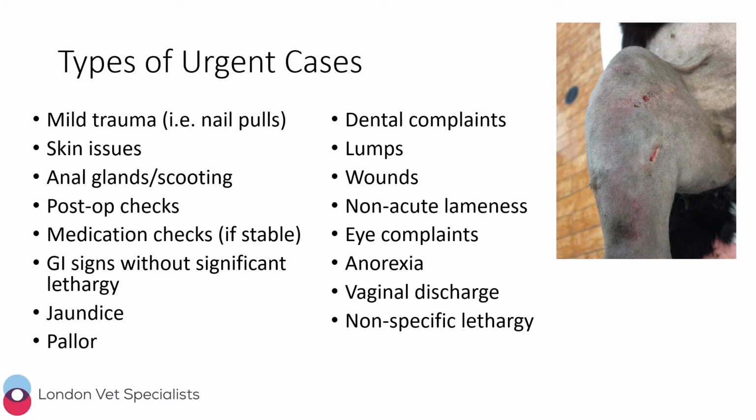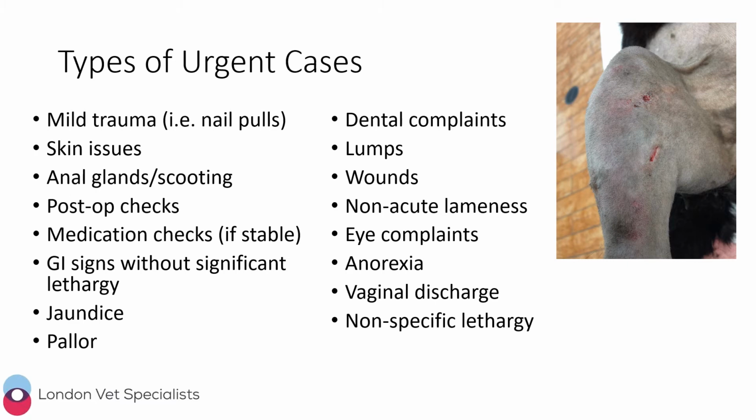GI signs without significant lethargy. So if you remember, GI signs with significant lethargy were a reason for emergent cases. And so if these pets have GI signs like some simple vomiting and diarrhea of only a couple episodes, they're not very lethargic, they're still drinking, they still have fairly good energy, that would be classified as an urgent case where we would give those owners some recommendations over the phone and have them come to the hospital if it progresses to more significant lethargy.